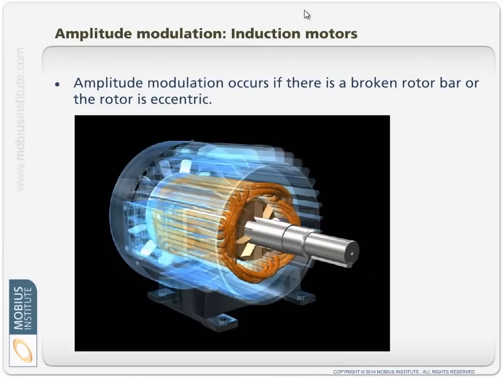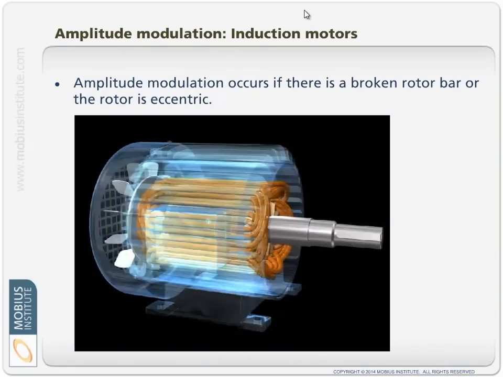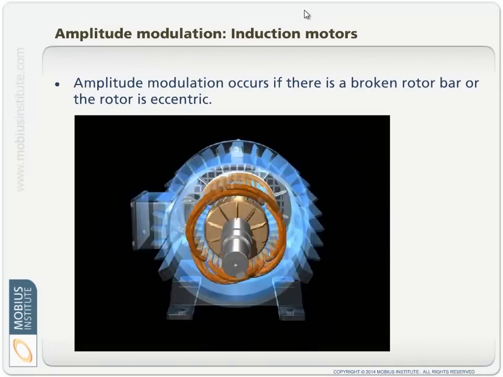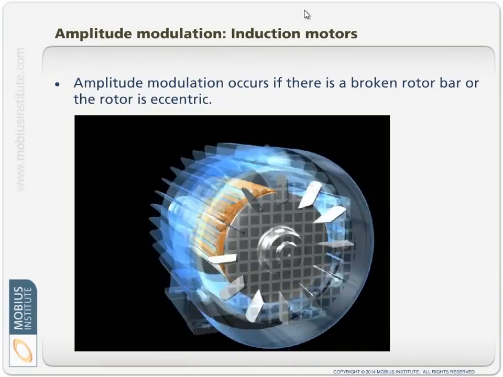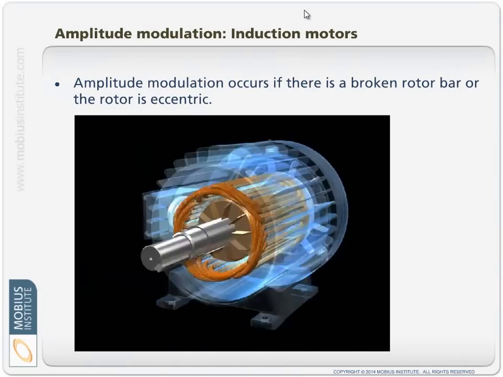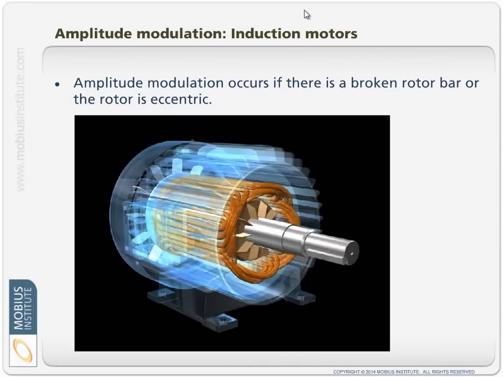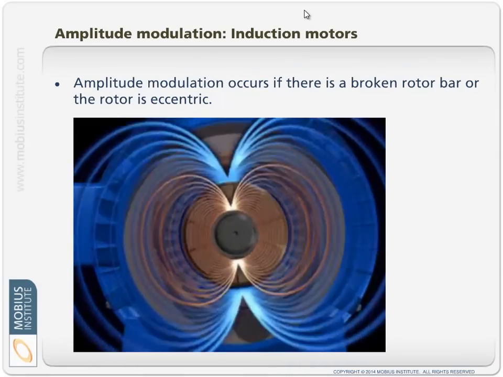In the case of electric motors, we can have modulation for a few reasons. One of them is because of broken rotor bars or damaged rotor bars or end rings and so on, and one is because of an eccentric motion of the rotor. Now, it's a little bit harder to explain this. I'll just mention a few things and hopefully it's sort of food for thought.